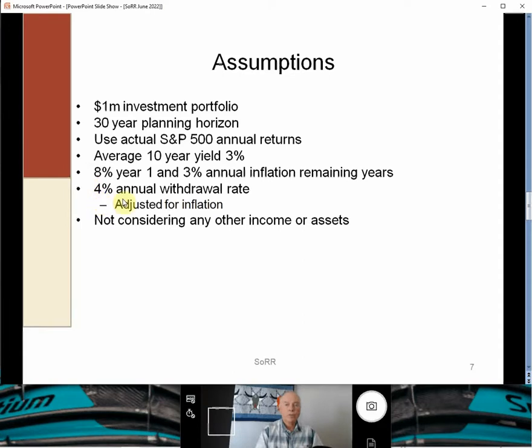I'm going to follow the 4% safe withdrawal annual rate rule, and that, of course, is adjusted for inflation. That's one of the core tenets of the 4% safe withdrawal rate: you adjust it for inflation each successive year as you are taking money out of your investment portfolio. Now, I'm not considering any other income or assets. I just want to make this a very simple and basic presentation. So no other income is factoring into this analysis.